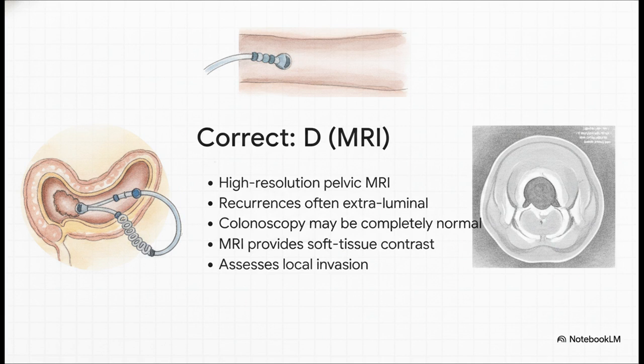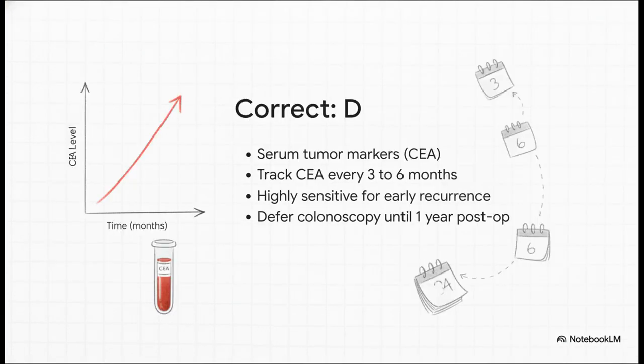Question 169. An old patient presents to the OPD on follow-up 3 months after carcinoma anterior resection, 9 centimeters from the anal verge. What should be done? Correct answer? D. Tumor markers. Tracking serial CEA levels every 3 to 6 months is your essential baseline screening step. A progressive, linear rise in CEA levels is highly sensitive for catching early recurrence. Routine follow-up colonoscopy is standardly deferred until 1 year post-resection to evaluate for metachronous polyps or local anastomotic recurrence.